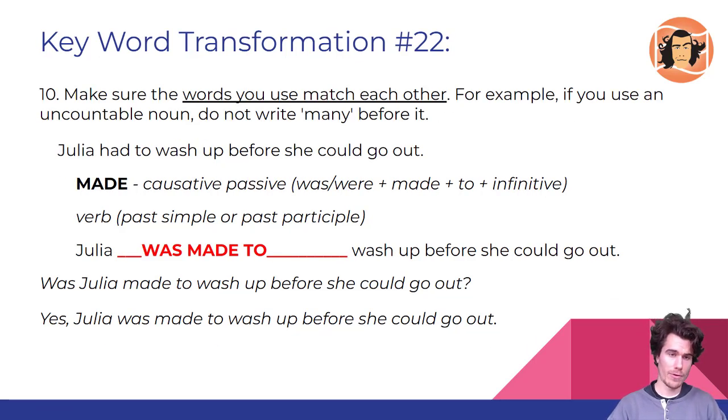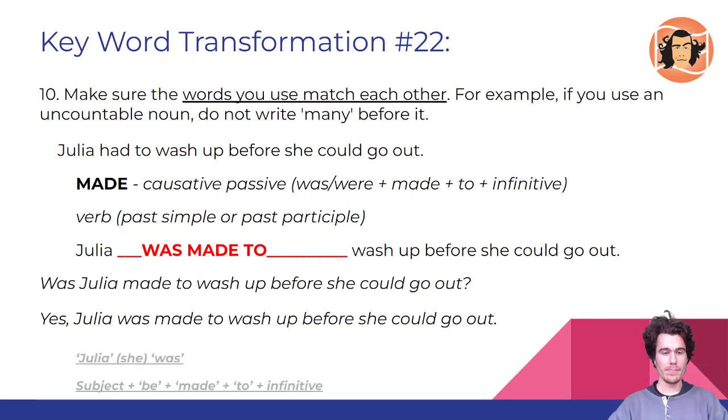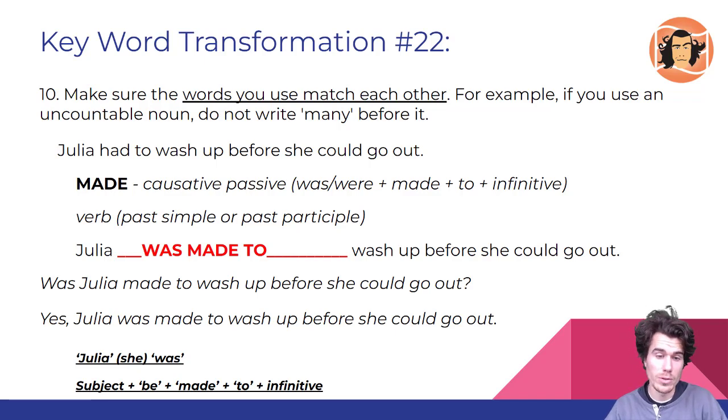So we can quickly move on to step number 10, which is to make sure the words we use match each other. So we have the word Julia, which is she, so we should say was and not were. Julia was. And I've also said at the bottom here that we have a subject be made to an infinitive, which is correct, and that is what we have here. The subject Julia, be, was, made, to, and the infinitive wash. And I can tell you that this answer is correct.